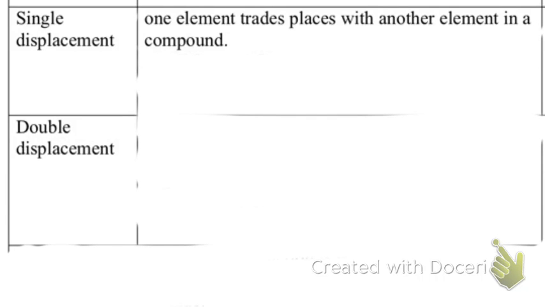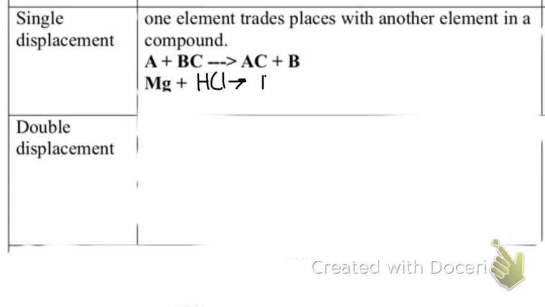A single displacement reaction is where one element trades places with another element in a compound. The general formula is A plus BC turns into AC plus B. And the example we have is magnesium plus hydrochloric acid turns into magnesium chloride plus hydrogen gas.